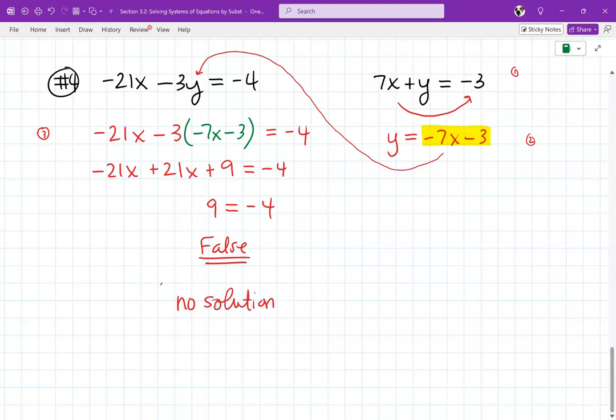If two lines have no solution, what kind of lines are they? Parallel, because they have no intersection. Okay? So if two lines have no solution, that means that they're parallel. All right? So that's basically what your homework's going to be today.